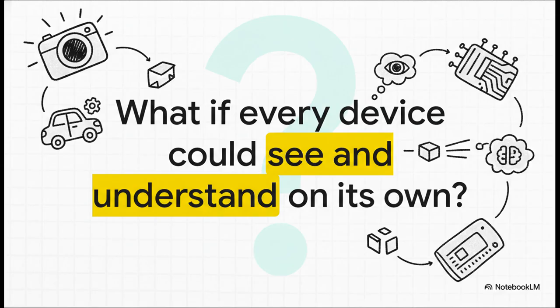And that really leaves us with a pretty mind-bending question to chew on, doesn't it? As this kind of tech gets cheaper and more common, what happens when every device can see and understand its own environment? Every camera, every car, every robot in a factory, all making sense of the world on their own, in real time. What kind of future does that create?